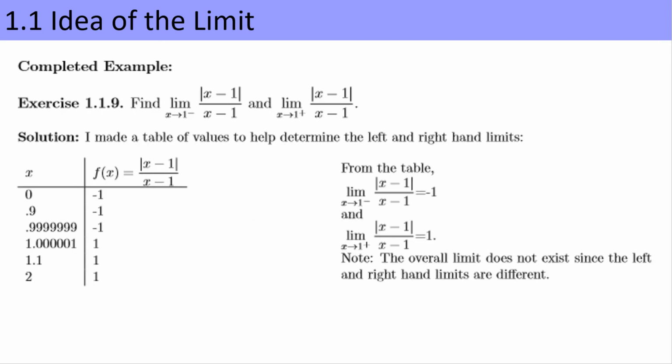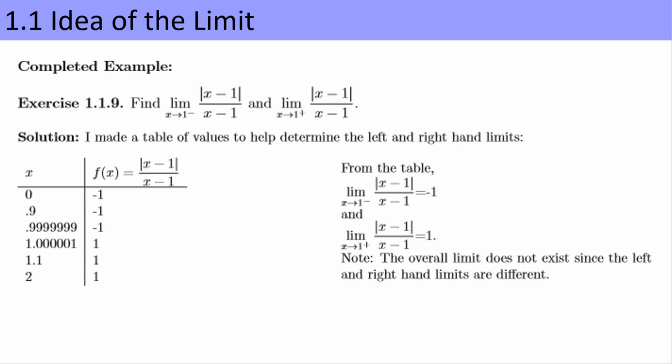Exercise 1.1.9. Find the limit as x approaches 1 from the left of the quotient absolute value of x minus 1, all divided by the quantity x minus 1, and the limit as x approaches 1 from the right of the quotient the absolute value of x minus 1, all divided by the quantity x minus 1.